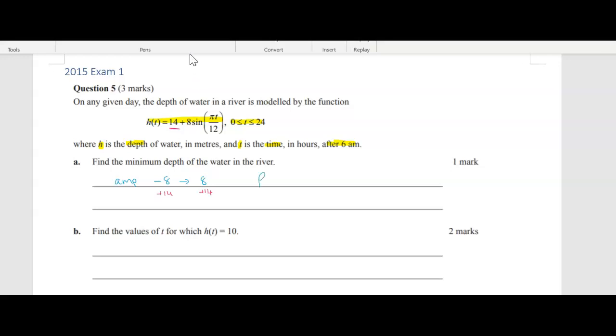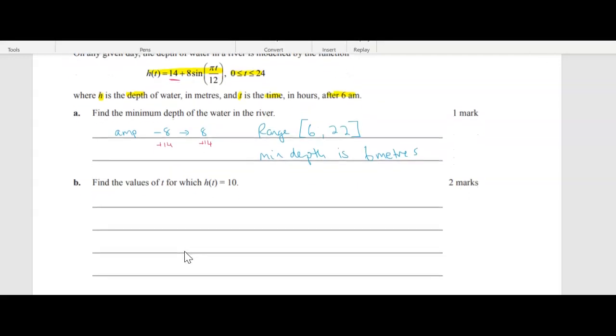So your range is going to be -8 plus 14 is +6. And 8 plus 14 is 22. All right, so the minimum depth of the river is, what is it, in meters? 6 meters. And the maximum depth is 22 meters. All right, part B, find the values of T for which H(T) equals 10.